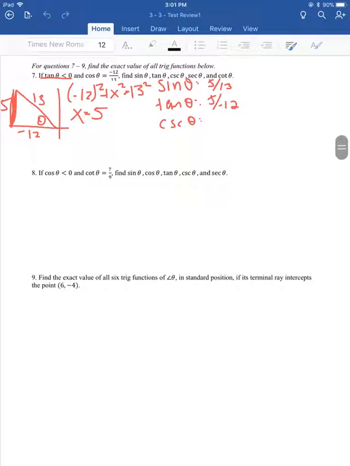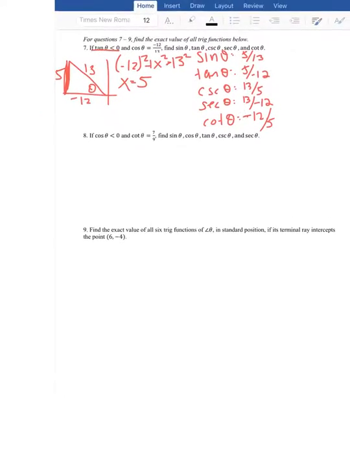Cosecant of theta, that is hypotenuse over opposite. So 13 over 5, which makes sense because I can just flip around the sign. Secant of theta is hypotenuse over adjacent. So hypotenuse over adjacent, negative 13 over 12. And then cotangent is adjacent, negative 12, over opposite, over 5. And that's it.